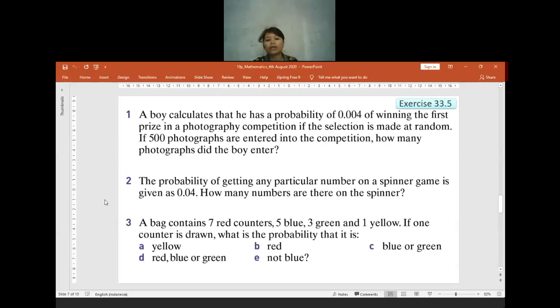Now maybe we can try to do exercise 33.5 in your textbook, page 483. Here, a boy calculates that he has probability 0.004 of winning the first prize in a photography competition. If the selection is made randomly and 500 photographs are entered into the competition, how many photographs did the boy enter? It will be 500 times 0.004. How many will it be?